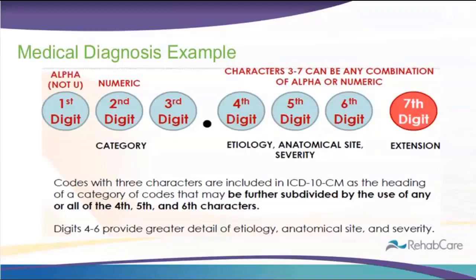The second and third, that's the category. The first 3 are category. Second and third are going to be numbers. The 4th, 5th, and 6th is the etiology, the anatomical site, and the severity, and they can be any combination of alpha or numeric. And the 7th is the extension.